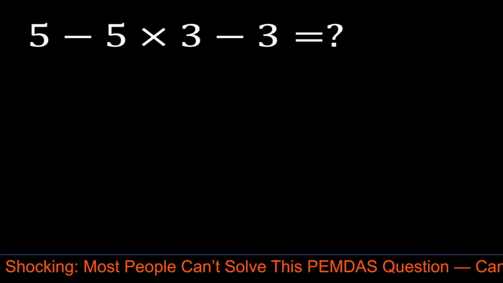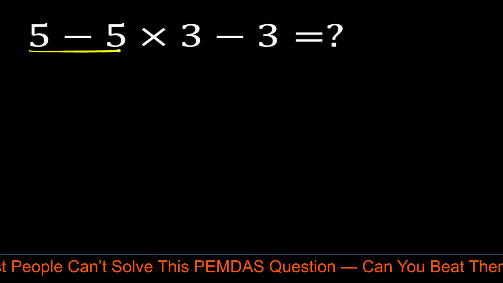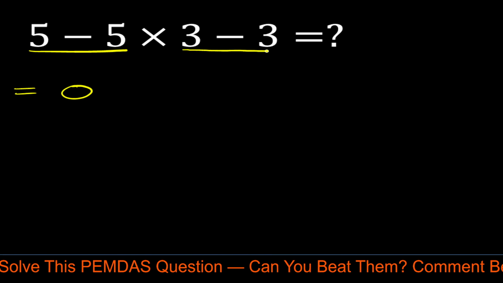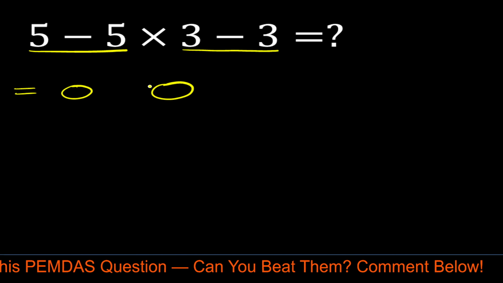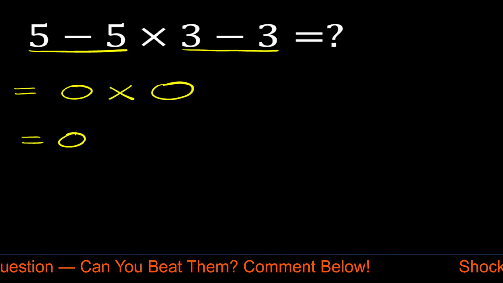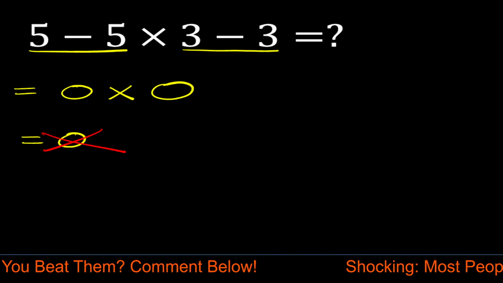So most people solve this question like 5 minus 5 is equal to 0, right? Then 3 minus 3 is equal to also 0. Now 0 times 0 is equal to 0, right? But this answer is not correct. This answer is completely wrong.